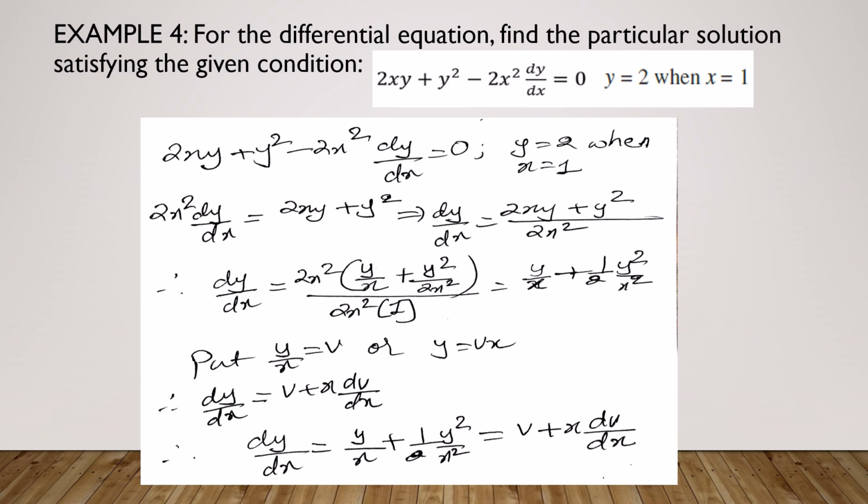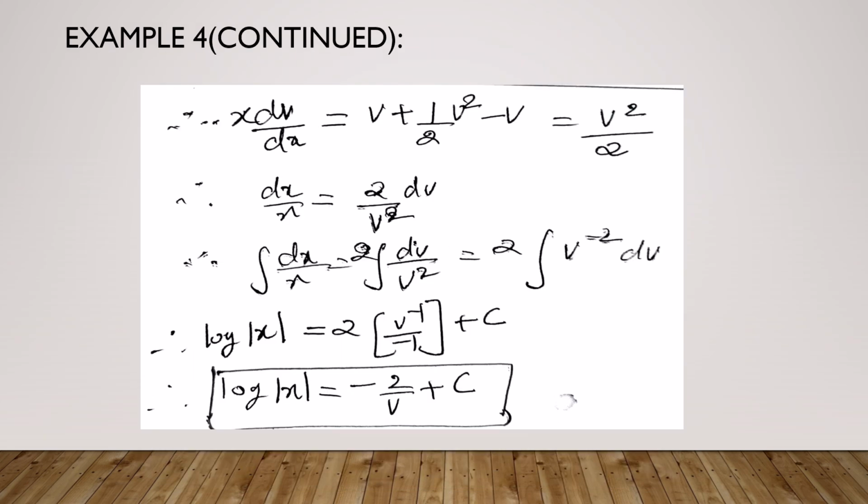Equate both dy by dx. So it is y upon x plus half y square by x square is equal to v plus x dv by dx. Put y by x again as v. So you get v plus half v square is equal to v plus x dv by dx. So now when you bring x and x on one side, v on another side, you get integral dx upon x is equal to 2 into integral dv by v square. So your answer is log mod x is equal to minus 2 upon v plus c. This is the general solution.